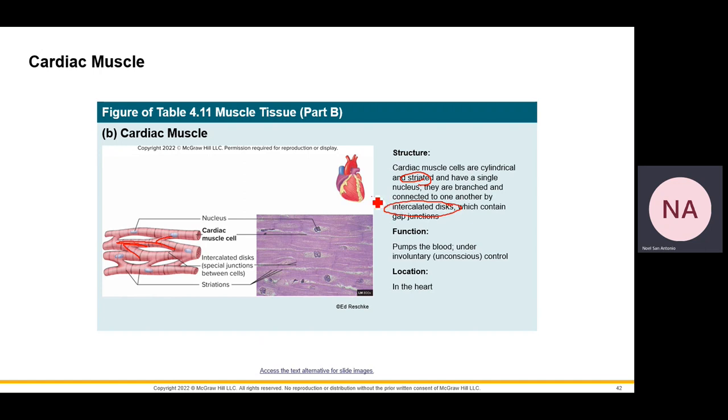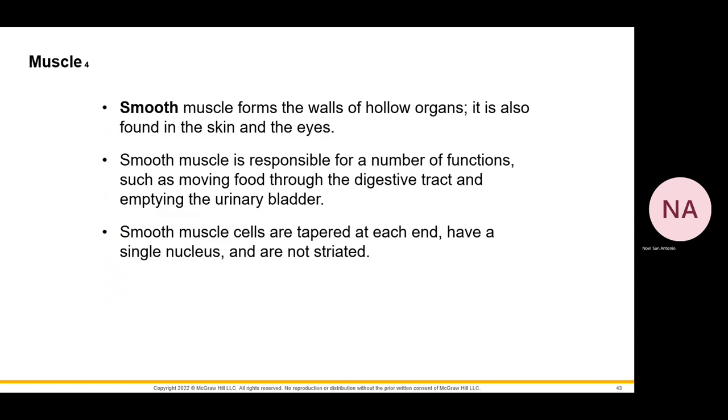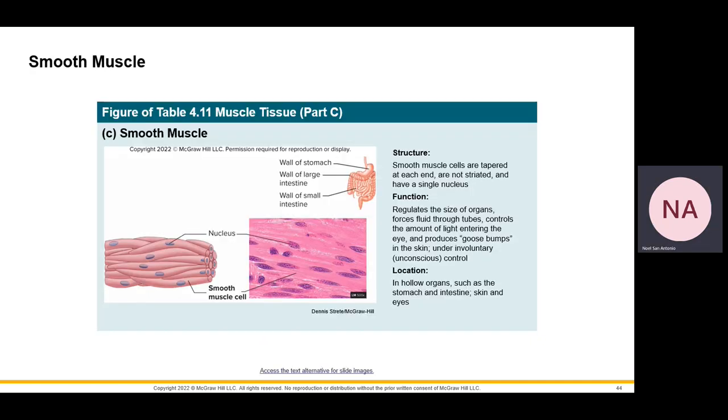And since they are found in the heart, their main function is for pumping of our blood. And they are under involuntary control. Meaning, you cannot control it at your own will. You cannot make your heart stop from beating, if you wish it, it's under involuntary control. Then the last type is your smooth muscle.